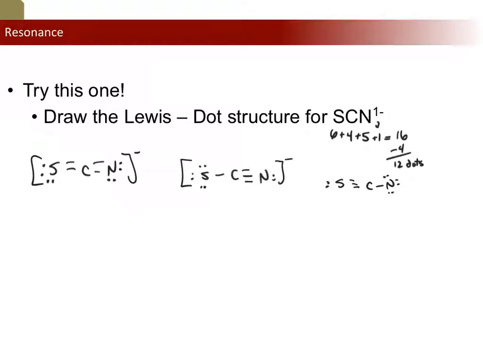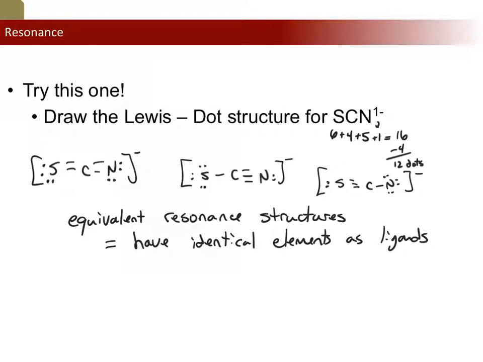To finish them off, it's best if you put them in brackets with the charge of the ion on the outside. Now, I mentioned the word equivalent or lack thereof because these 3 resonance structures of SCN are in fact not equivalent to one another. Equivalent resonance structures have the exact same element as ligands, but this molecule has different elements as ligands. So these 3 structures are not equivalent to one another.